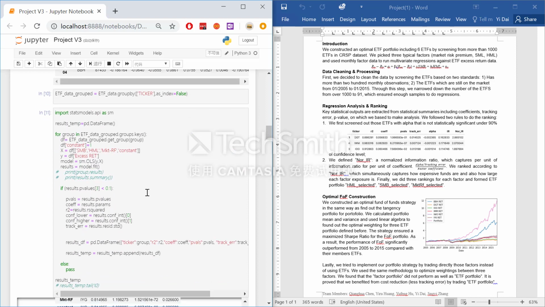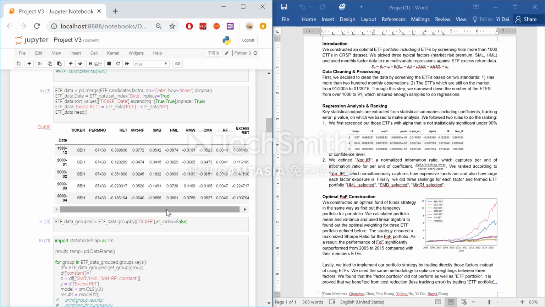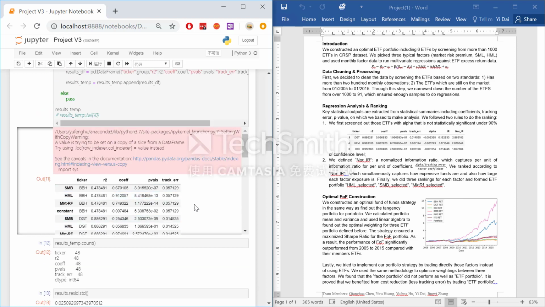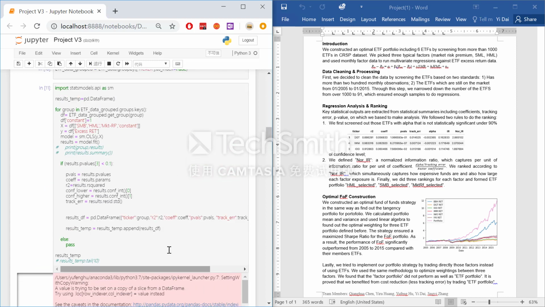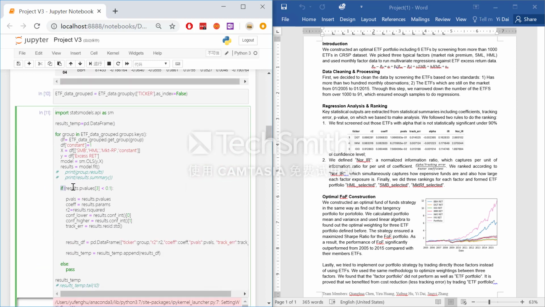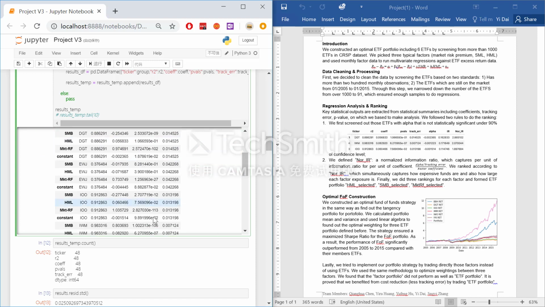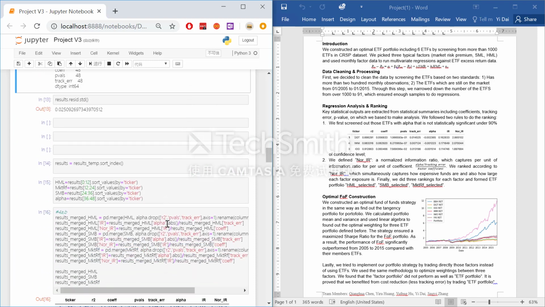And then we used monthly factor data to run multivariate regressions against ETF excess return data to extract key statistical outputs, such as coefficients, tracking error, and p-value. A greater value of these coefficients along with significant alpha p-value shows the fund has significant exposure to this factor. And for the significance of the coefficient of the regression, we use 90% as our confidence level to filter the ETFs from 91 to only 12, as you can see here.